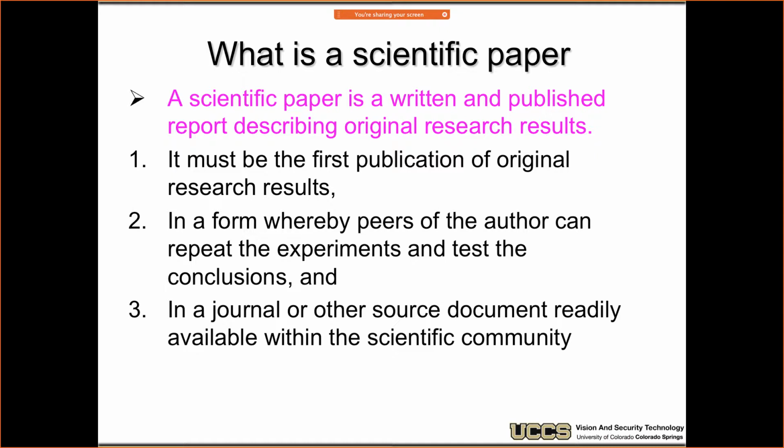To be a good scientific paper, it has to be the first publication of some original research results. Not all results in the paper have to be original, but at least some of them do. In a form where peers can repeat the experiments, test the conclusions, and in a journal or other source document readily available to the community. Right? So it's got to be available. Ideally it has enough detail for them to repeat experiments, and it's a real original research publication. One of the reasons that white papers and other company things often are not considered scientific publications is this second element disappears, right? It may be publicly available, it may be the first report of a result, but they intentionally withhold information that keeps anyone from ever reproducing it. And if you can't reproduce it, it really isn't a good science paper.